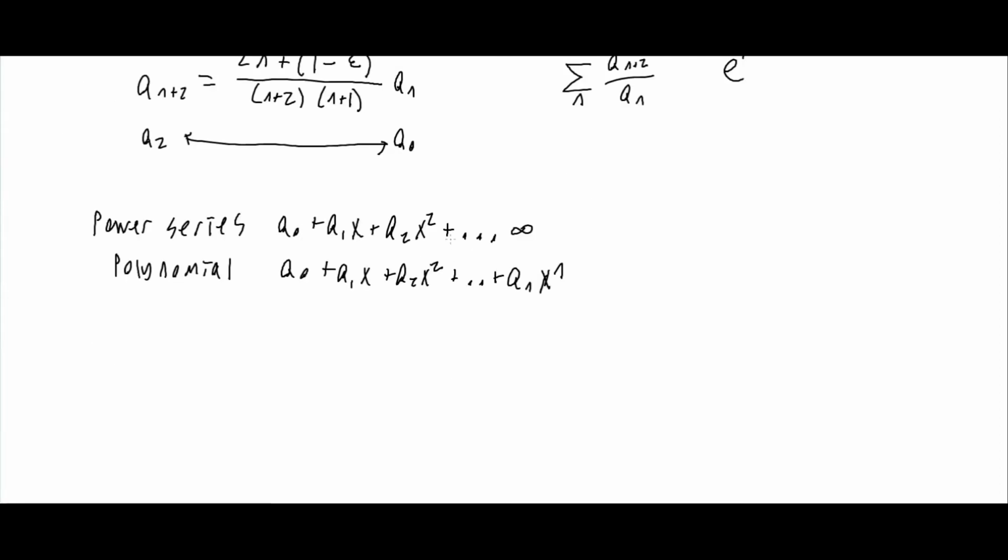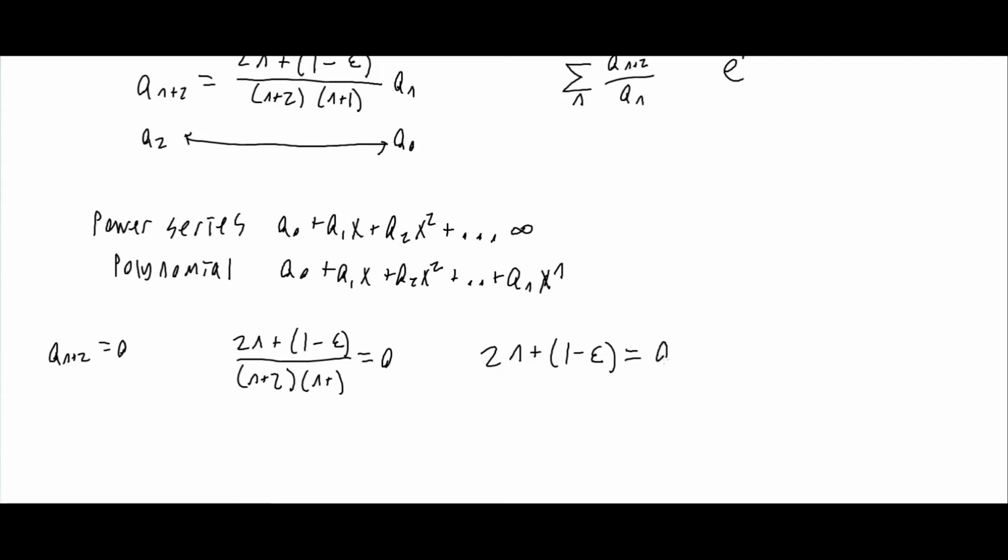And so we want it to get to a point where our a n plus 2 is equal to 0, which means that we want 2n plus 1 minus epsilon over n plus 2 times n plus 1 to be equal to 0. Well, we can't have the denominator be equal to 0 because that is dividing by 0, and so we know that we need our 2n plus 1 minus epsilon to be equal to 0.